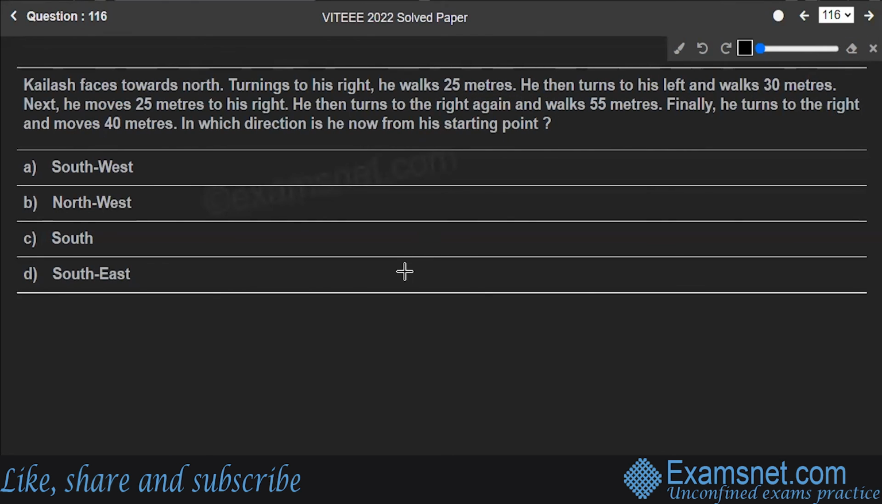Okay, so let's say this is the starting point. He's facing towards the north. I hope you know the directions: north, south, east, and west. So Kailash faces towards the north. Let's say he's facing towards here, right? He's standing here. Now he turns to his right and walks 25 meters. So this is the starting position, and he walks 25 meters. He then turns to his left and walks 30 meters.